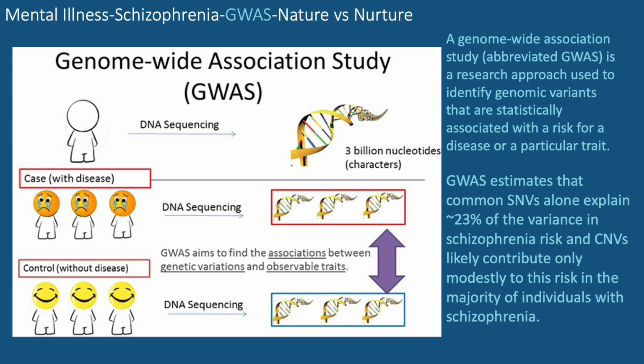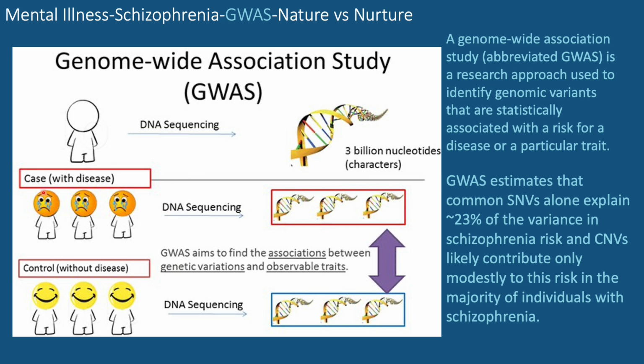Once such genomic variants are identified, they are typically used to search for nearby variants that contribute directly to the disease or trait. GWAS estimates that common SNVs explain around 23% of the variance in schizophrenia risk. If we look at this cartoon here at the left of the slide, we can see how genome-wide association studies are carried out.